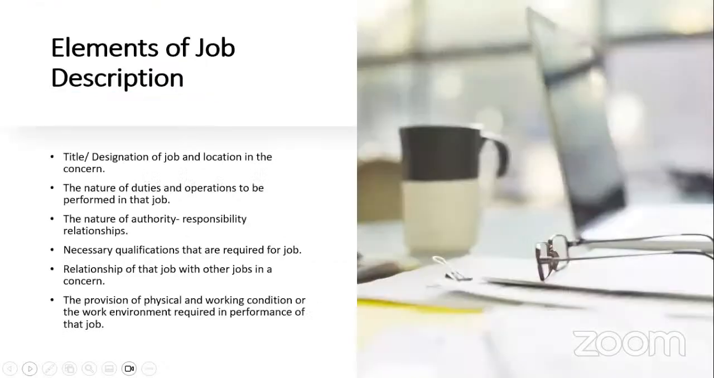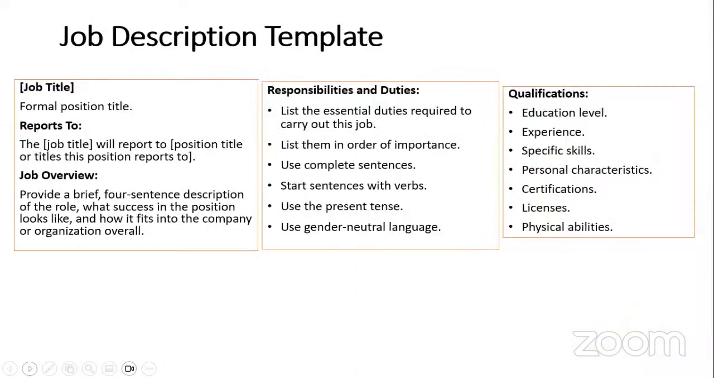Elements of job description. Number one, title, designation of job, and location in the concern. The nature of duties and operations to be performed in that job. The nature of authority, responsibility, and relationship, where we have different leaders who are the people you are reporting to as you are assuming the position in that organization. Necessary qualifications that are required for the job. Relationship of that job with other jobs in the concern. The provision of physical and working condition or the work environment required in performance of that job.